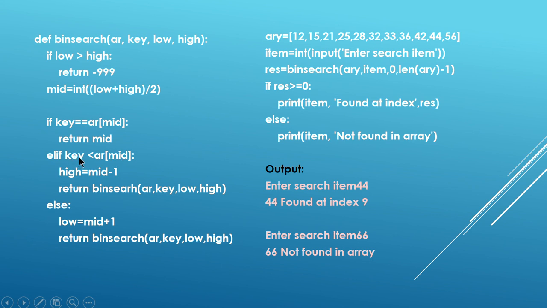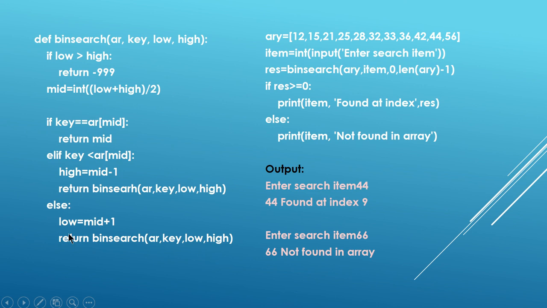So if it is lesser, you have to change the high value to mid minus 1, the element before the mid element. And then again you have to do the binary search with the new reduced list. So return bin search of AR comma key comma low comma high. Low has the same value, and now the high value is mid minus 1. With that, this will be executed again.